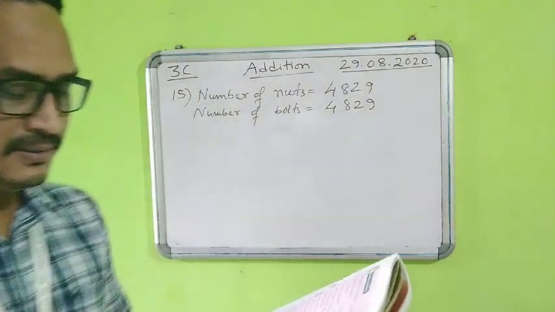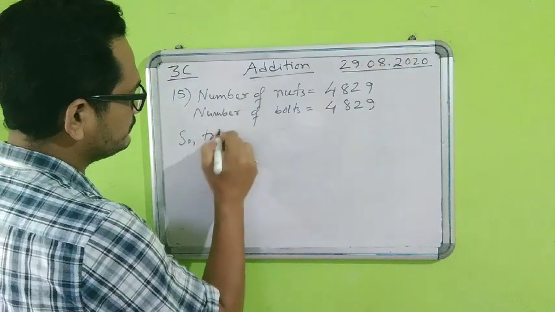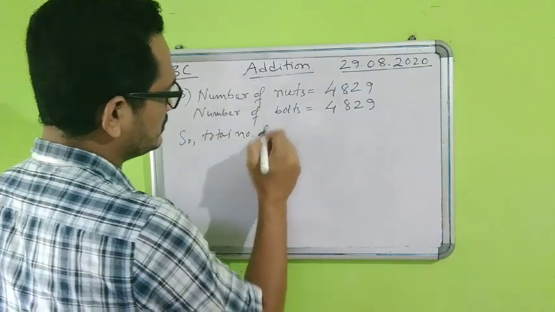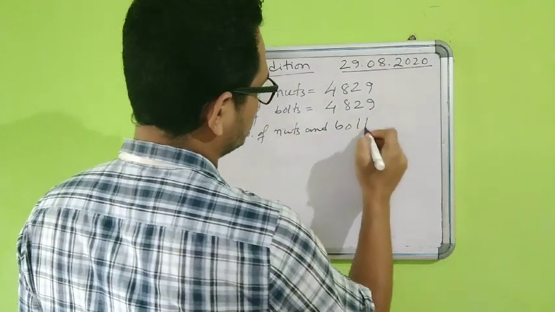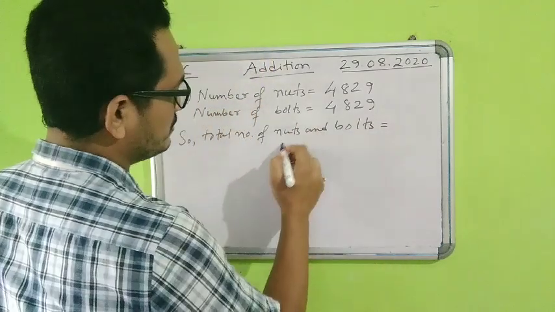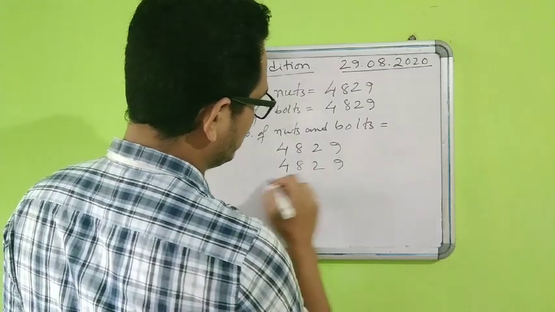So that means both numbers are the same, 4829, 4829. Now whatever it is, no problem. We now need to write: total number of nuts and bolts equal. So now let us add both of them, 4829, 4829.